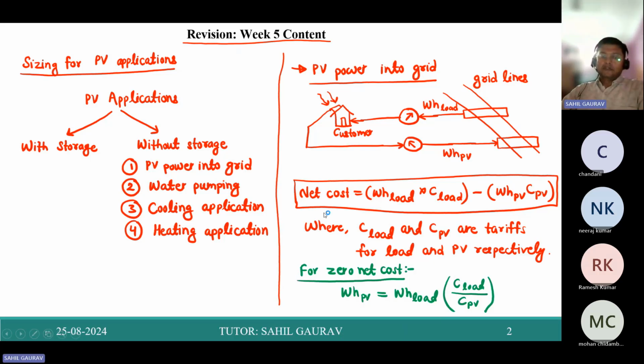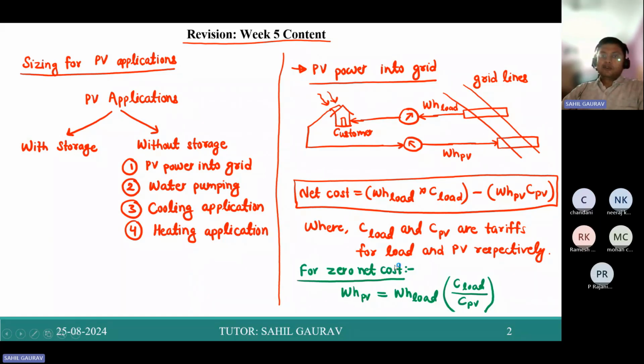So now if you want zero net cost, what amount of energy do you need to produce such that the electricity charge comes back to your house? For that, you have to do the PV power sizing such that it will generate an amount of energy equal to this value, that is watt hour load into C load upon CPV. So this is the criterion for zero net cost, meaning you will not get any energy bill from the utility grid.